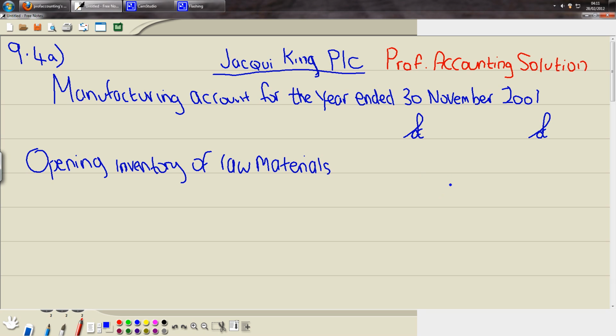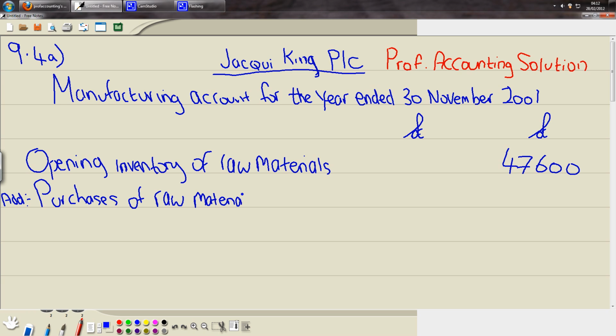Okay, so it says opening stock of raw materials is 47,600. We then, if you want to do the arithmetic, you can say add, because we know we've got to add purchases. You can do that if you want, it's not essential. Okay, purchases. Purchase of raw materials, make that clear. Okay, so make sure you're using the information that's relevant. The purchases there was 498,000.